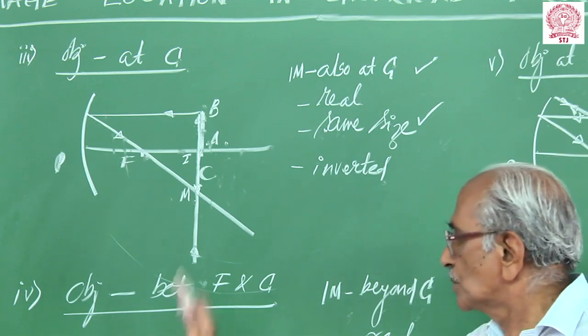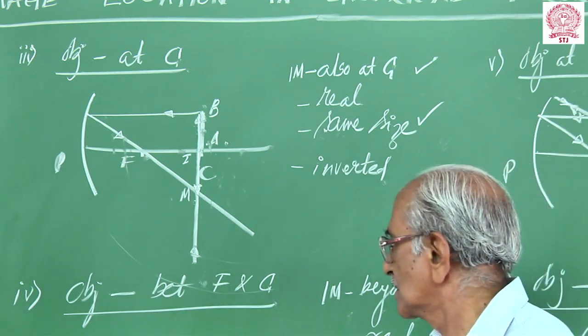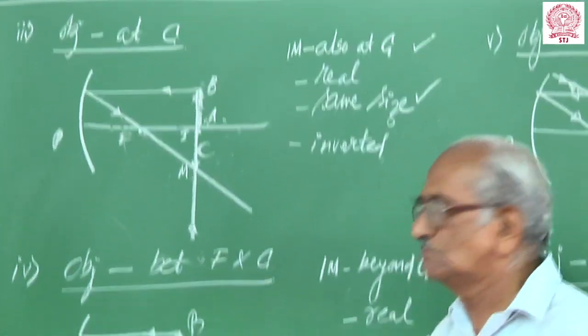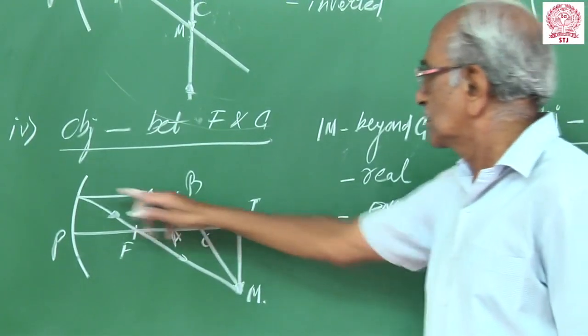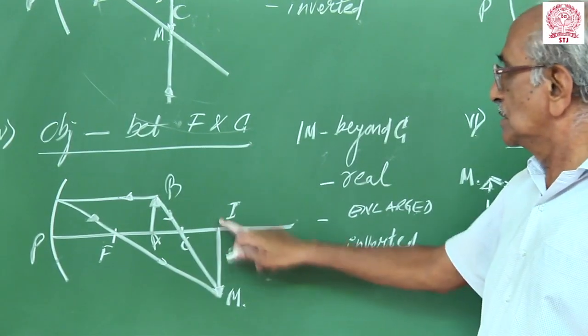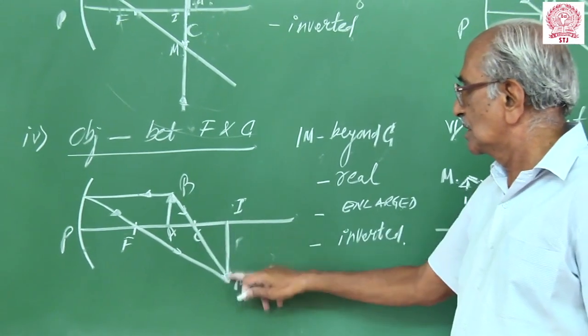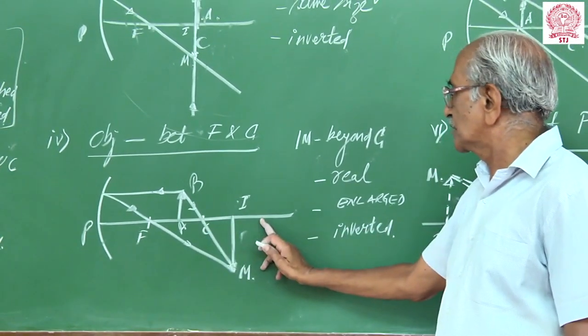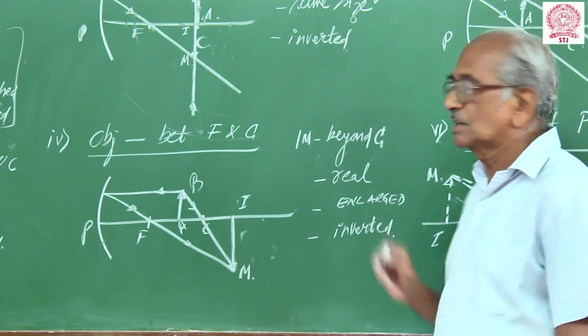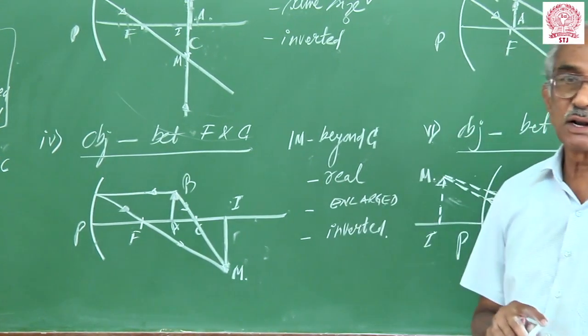I move the object towards the mirror. I find the image as before. Beyond C, it is real, enlarged and inverted. For the first time, it is enlarged.